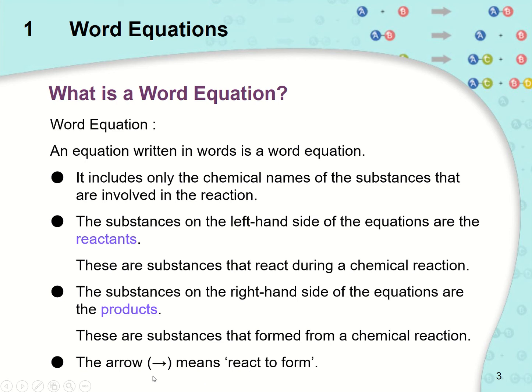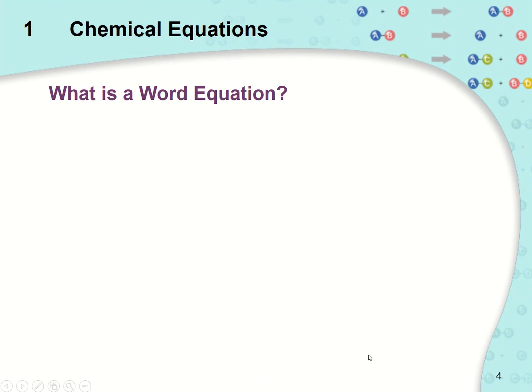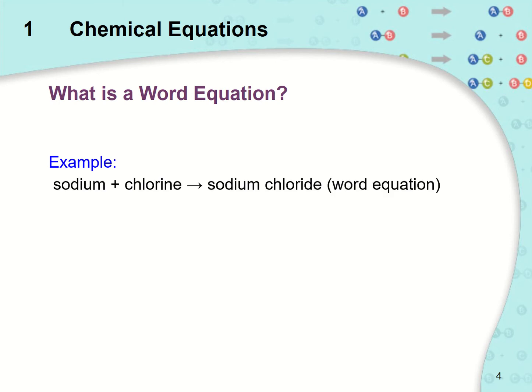And then in chemistry, we don't use an equal sign, we use an arrow. Basically this arrow means react to form. So for example, if you take a look at this reaction between sodium and chlorine, if sodium reacts with chlorine, it will form sodium chloride. So I can write that in the form of a word equation. Sodium plus chlorine will react to form sodium chloride. So this is the product of the reaction.